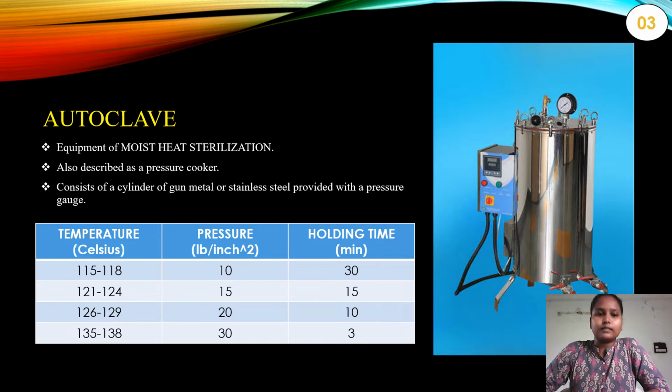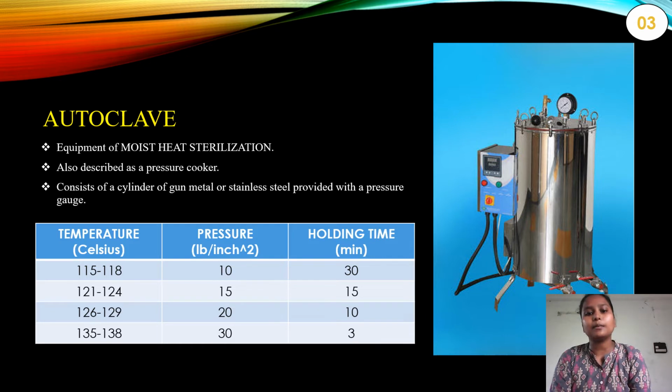In this way, the autoclave works, and the cylinder is generally made of gunmetal or stainless steel, which is effective in providing more heat to the substances. And next one is, here also there are some conditions for temperature, pressure, and holding time. That means at which temperature and which pressure, how much time it will take to sterilize the moist substances. For example, 115 to 118 degrees Celsius at 10 lb per inch square pressure, it requires 30 minutes, whereas at 135 to 138 degrees Celsius at 30 lb per inch square, we require 3 minutes.